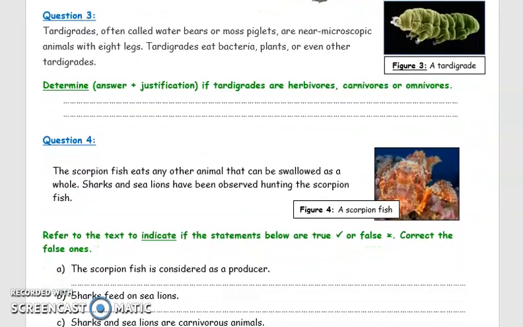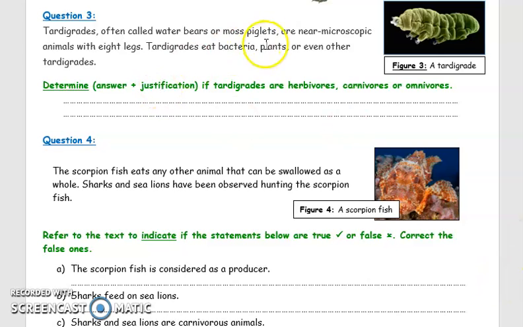Question number 3. Tardigrades, often called water bears or moss piglets, are microscopic animals with 8 legs. They eat bacteria, they eat plants, or even other tardigrades. They eat animals also. Determine if tardigrades are herbivores, carnivores, or omnivores.